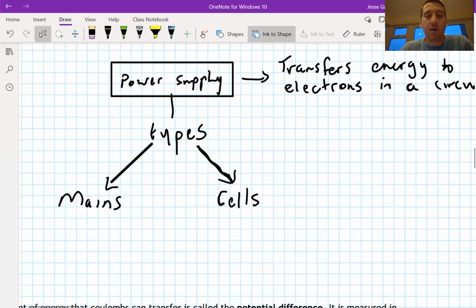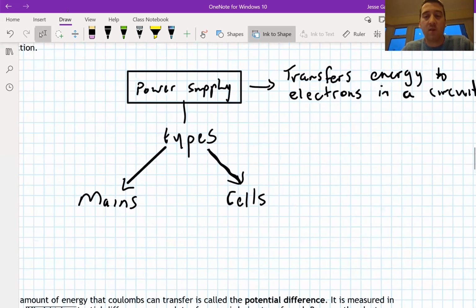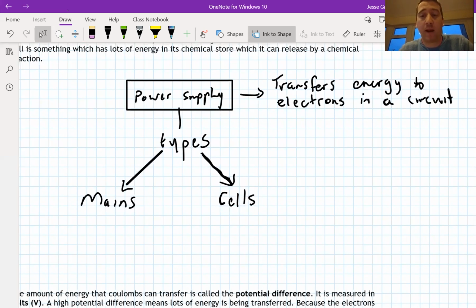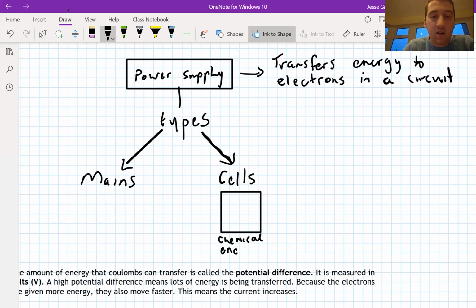Now we need to talk a little bit more about cells. I think people get the idea of what the mains is. It's what you plug the plugs in your house into, and electricity is carried into your house by the national grid, which is wires that come from power plants. But cells are basically devices that have a large amount of energy in what we call the chemical energy store. There is a large amount of energy in the chemical energy store, and this energy can be released by doing chemical reactions. So that's what a cell is.